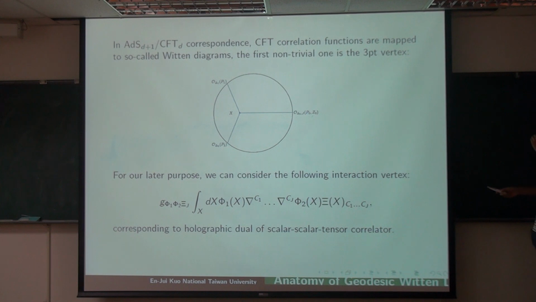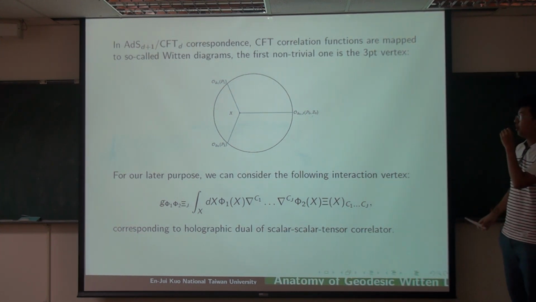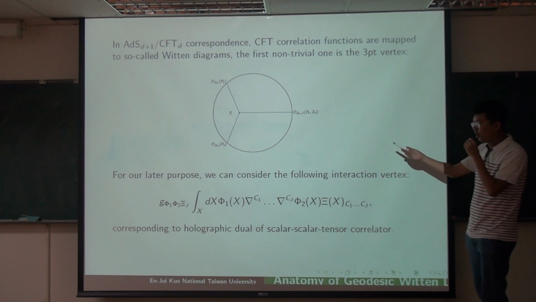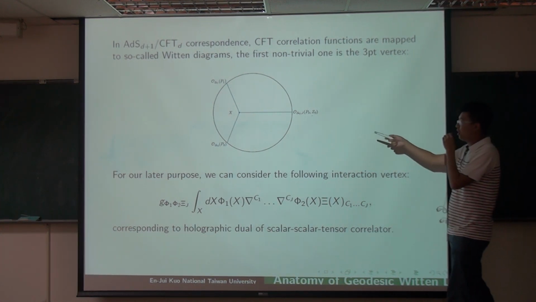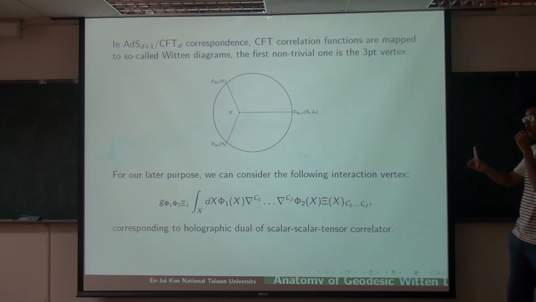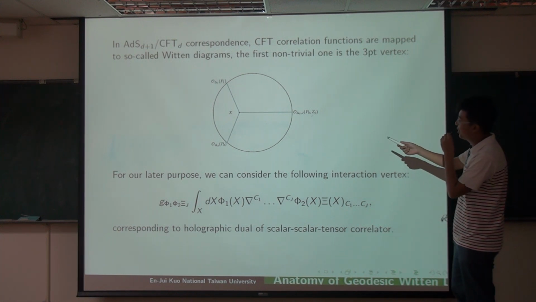So the second part is the Witten diagrams. In the AdS D+1 CFT correspondence, we know the CFT correlation functions can be mapped to Witten diagrams. This Witten diagram is similar to the Feynman diagram. So it's like there are 3 propagators, and the circle means the boundary. Because in flat space we don't have a boundary, but now in AdS space it has a boundary.